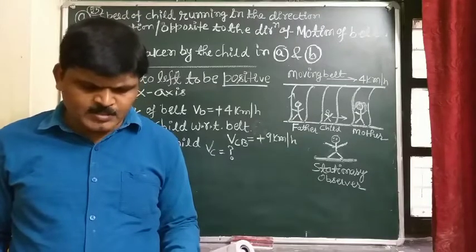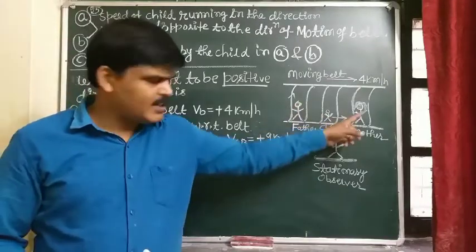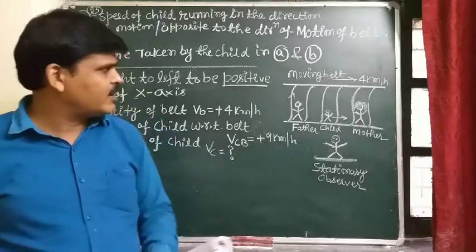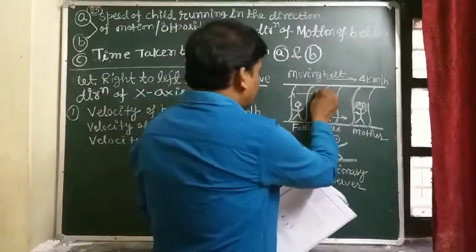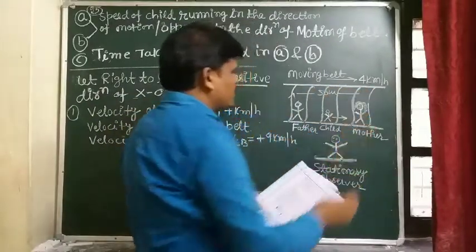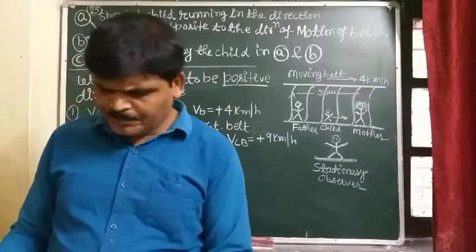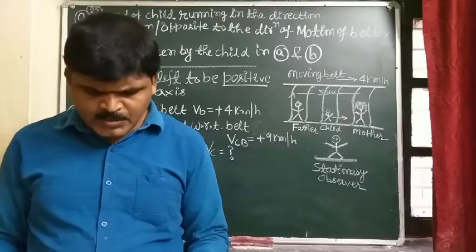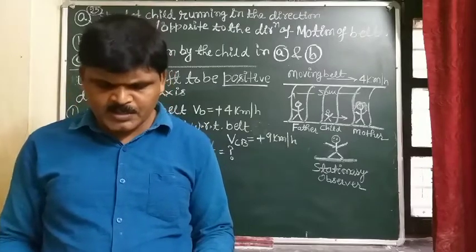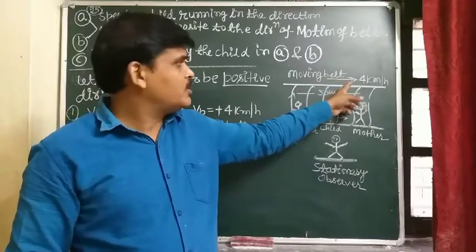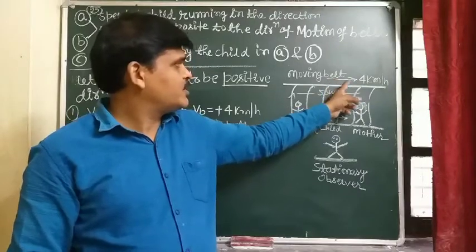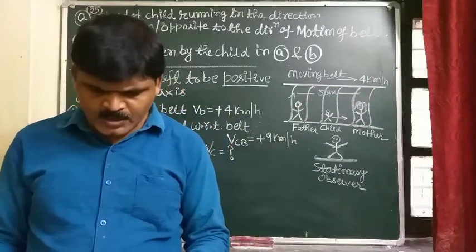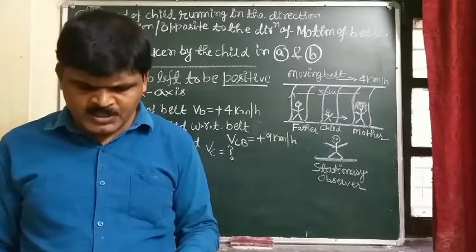Between his father and mother, located 50 meter apart on the moving belt. This distance is 50 meter apart. The belt moves with a speed of 4 km per hour.